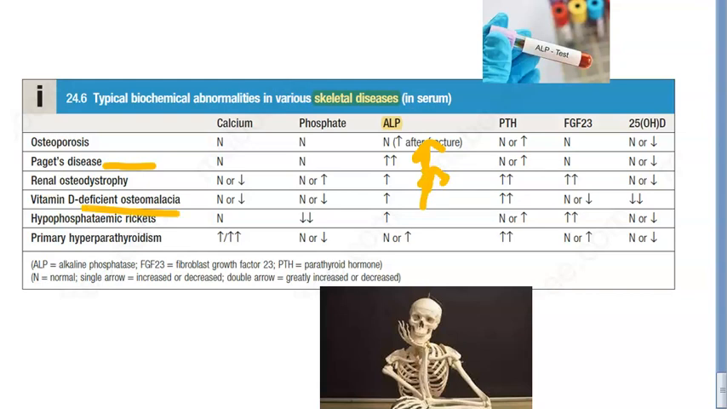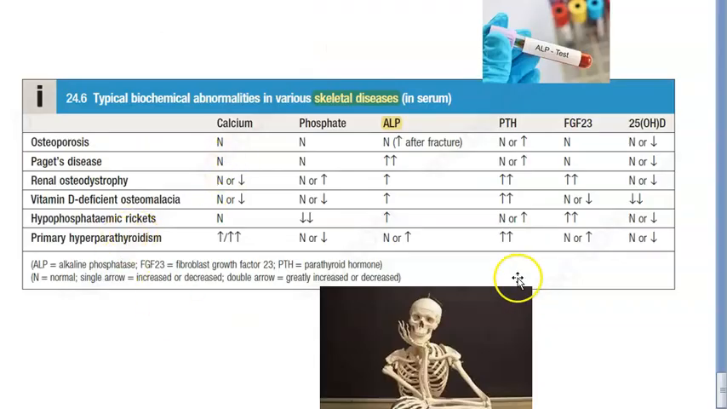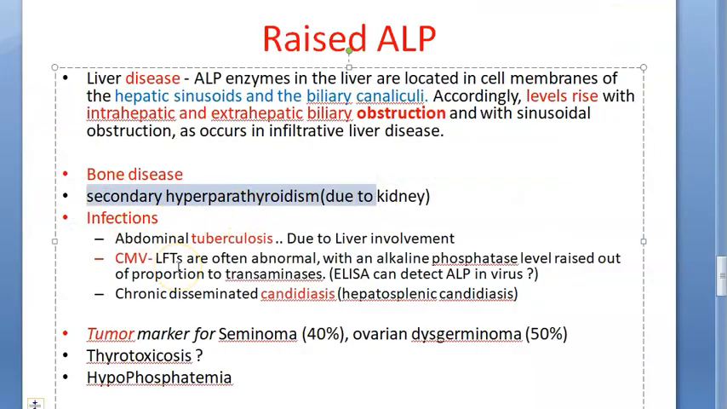Then vitamin D deficiency osteomalacia. Malacia is also softening of the bone. In that also there is increased ALP. In hypophosphatemic rickets, phosphate is low, but ALP is more. Then primary hyperparathyroidism also, it can be normal or more. So for everything to do with the bone, skeletal diseases, ALP would be more. The names are osteoporosis, Paget's disease of bone, osteomalacia, renal osteodystrophy, hypophosphatemic rickets. All these are skeletal diseases. Now secondary hyperparathyroidism. In the table I had written that in primary, it can be normal or raised anyway.